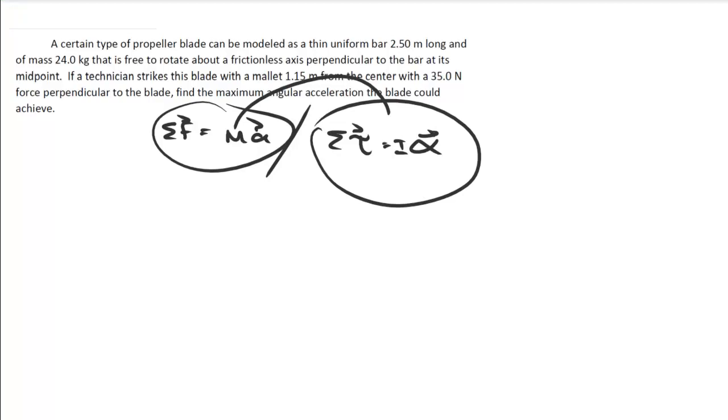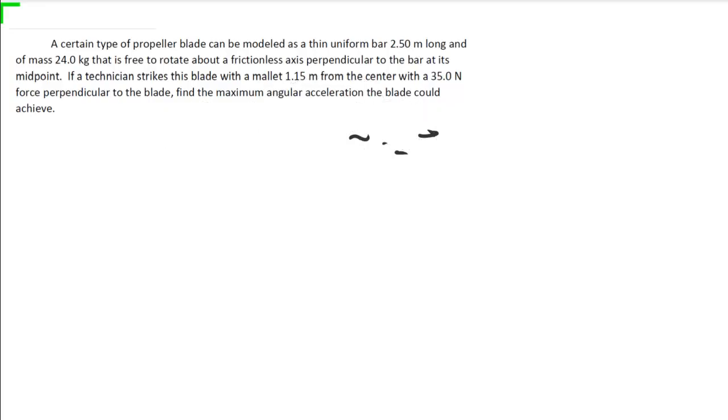So in this question here, we have a propeller blade that can be modeled as a uniform bar, and then somebody hits it, and we want to find out what the angular acceleration of this bar is. And just like in linear dynamics, we want to start with drawing a picture of what's going on, a free body diagram of what's going on. And so I'll put in what we have given.